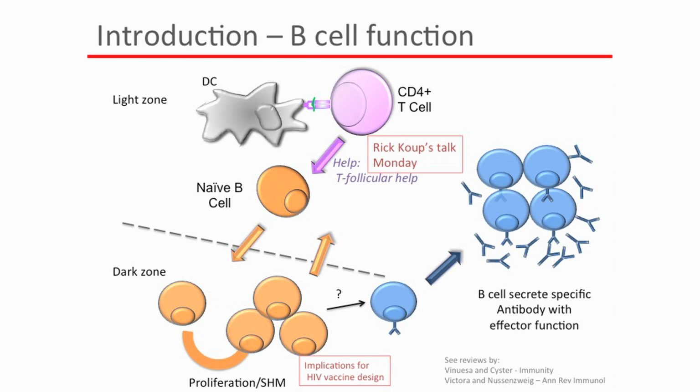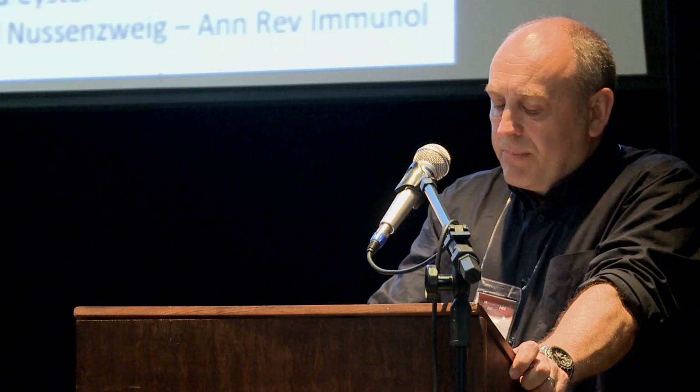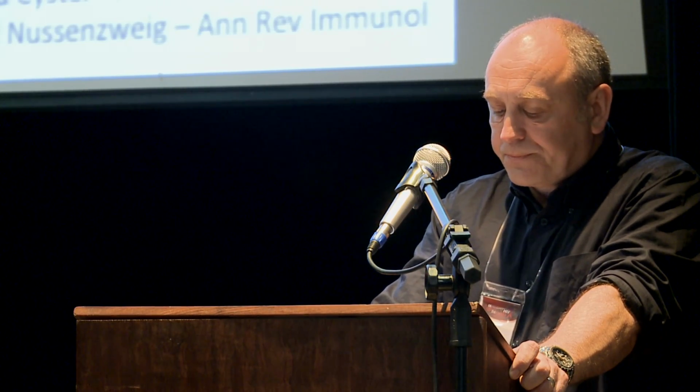First off, I'm going to apologize for this very simplistic version of how B cells meet their cognate antigen. Essentially, in the light zone, a dendritic cell picks up antigen and presents it to a CD4 T cell, which in turn gives help to a naive B cell that has a BCR specific for that antigen. The naive B cell then moves into the dark zone, where it undergoes proliferation and somatic hypermutation. SHM is something you're going to hear a lot about, not only at this meeting but at any other meeting right now, because of its importance in HIV vaccine research.